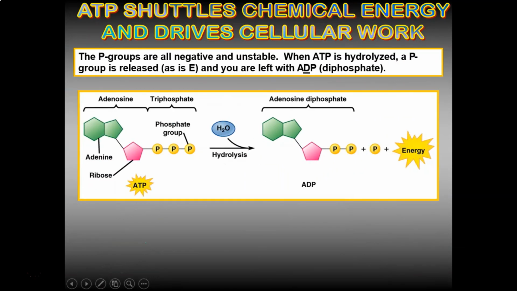Now, how does that work? Well, the phosphate groups, like I said, they're negative, they're unstable, and when ATP is hydrolyzed, a P group is released. Okay, you're left with something called ADP. So here we go. We have our ATP molecule over here. And you all, of course, remember dehydration versus hydrolysis. So we're going to hydrolyze the bond, right? We're going to break this P off. And when you do that, that P is now available. This is called ADP now, adenosine diphosphate. But this P is available to go and join somewhere else.